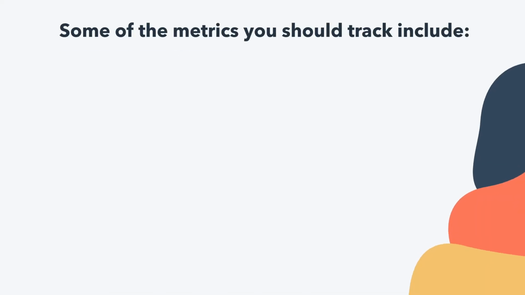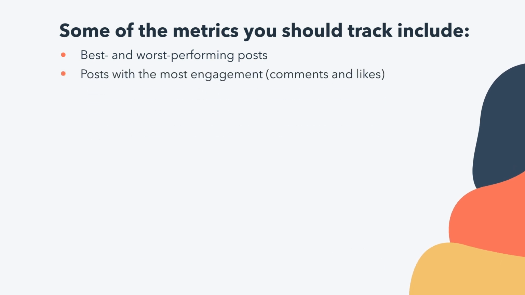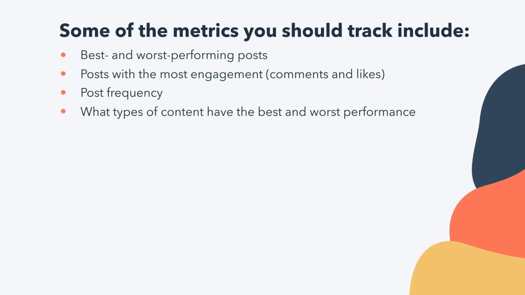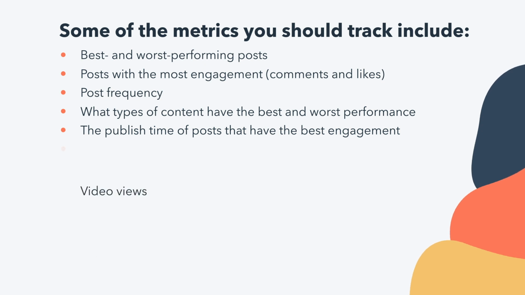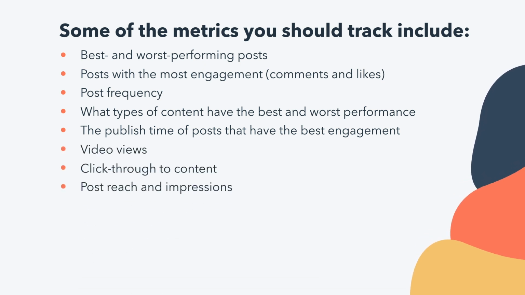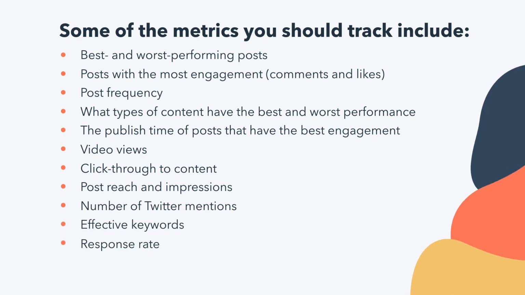Some of the metrics you should track include best and worst performing posts, posts with the most engagement, things like comments and likes, post frequency, what types of content have the best and worst performance, the published time of posts that have the best engagement, video views, click-through to content, post reach and impressions, number of Twitter mentions, effective keywords, response rate, in other words, are you responding in a timely manner, sentiment. Note that some tools enable you to measure positive and negative sentiment.